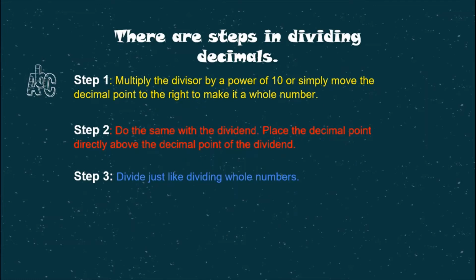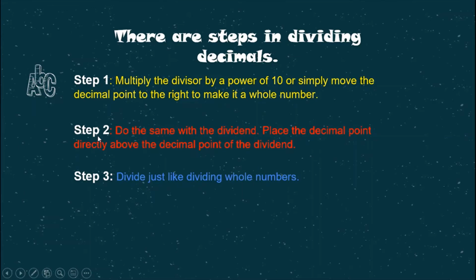By the way, we have steps to follow in dividing decimals. Step number 1, we need to multiply the divisor by the power of 10, or simply move the decimal point to the right to make it a whole number. Always remember that we need to make the divisor a whole number.